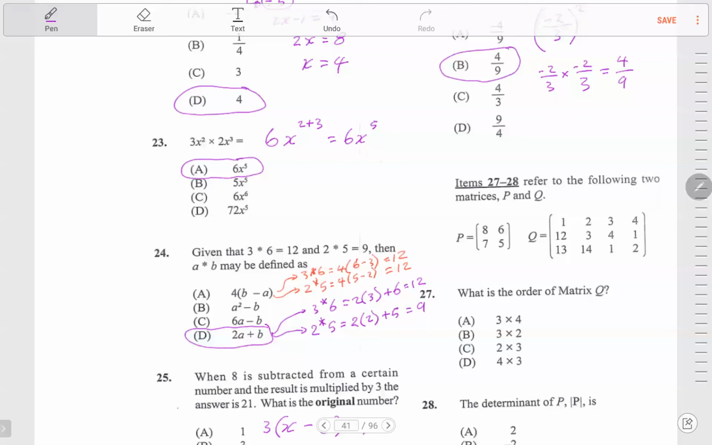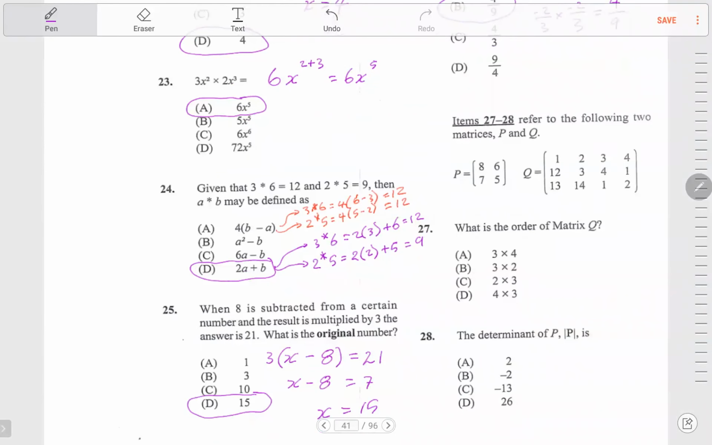All right, so this question now refers to these two diagrams. What order is matrix Q? Remember, the order of a matrix is the number of rows, which is 3 rows, by the number of columns, which is 4 columns. 3 rows, 4 columns. Better understand that. The order of a matrix, or the size of the matrix, is rows by columns.